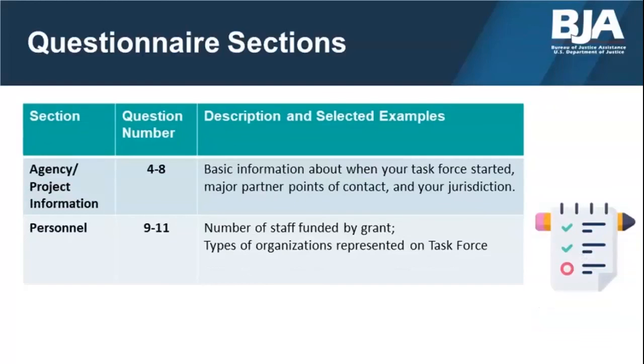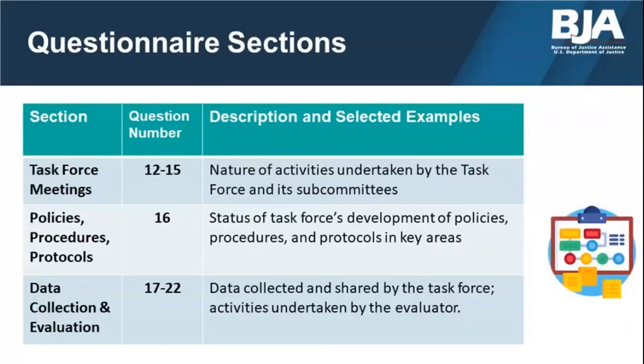If you did conduct grant activities using BJA funds, you will go on to answer a full set of PMT questions. These start out with sections that cover some basic information describing your agency, project, and personnel. Most of these, you only have to answer once and update as needed. The next few sections start gathering information about activities you conduct, your task force meetings, your development of policies, procedures, and protocols to address key areas, data collected and shared by the task force, and activities undertaken with your program's evaluator.